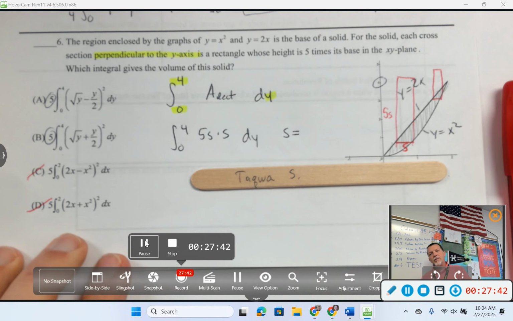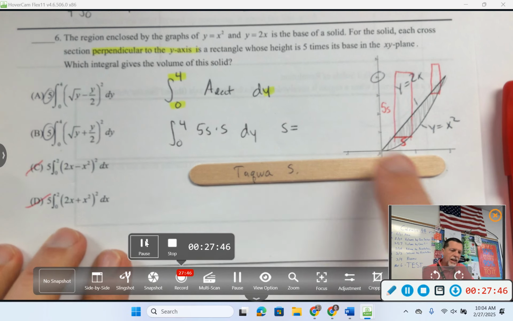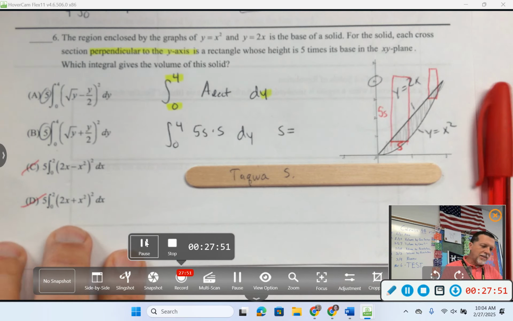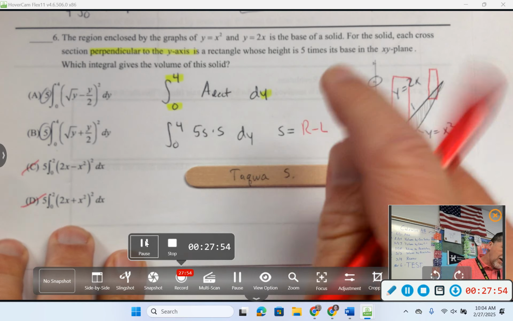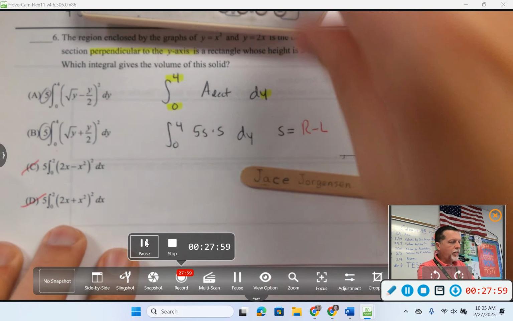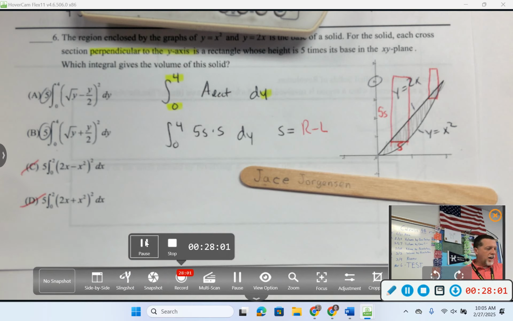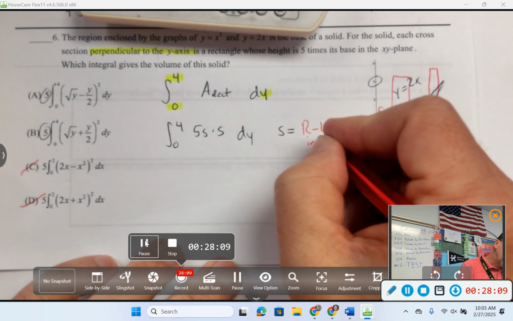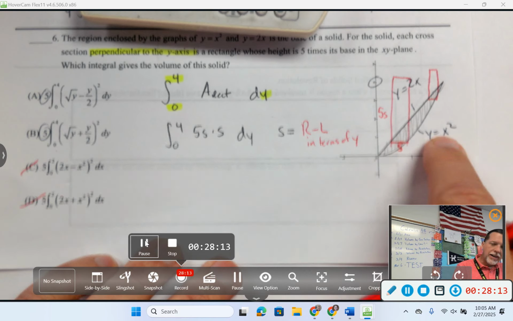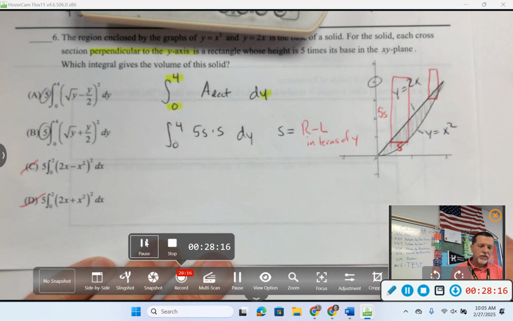To get S, am I going to do right minus left or top minus bottom? Right minus left. Jace, do I need those expressions in terms of x or in terms of y? In terms of y. Why do I need them in terms of y? This is a dy problem. So I need to switch that around. I need to switch both of those around.